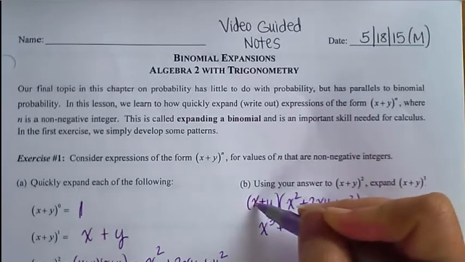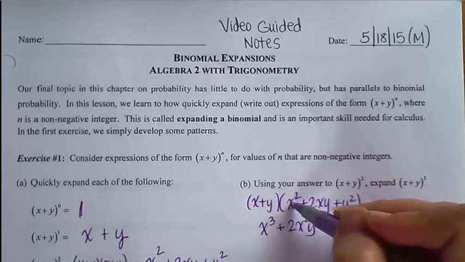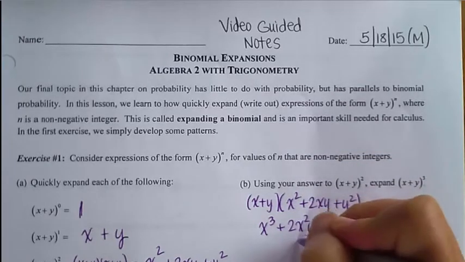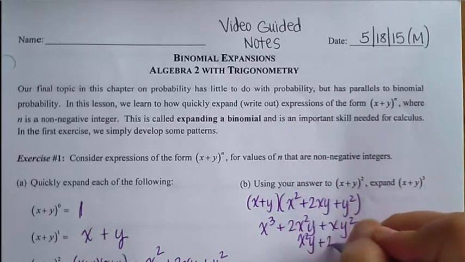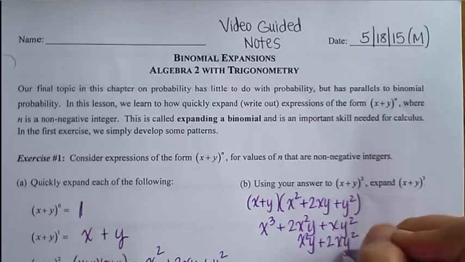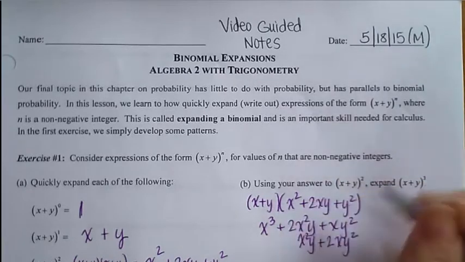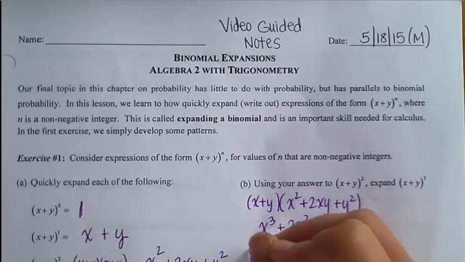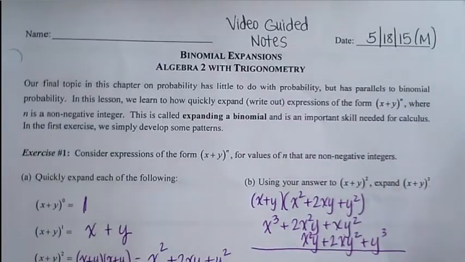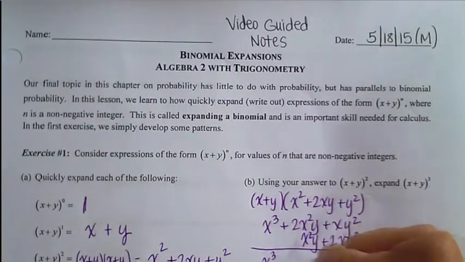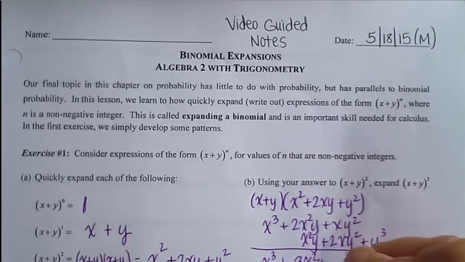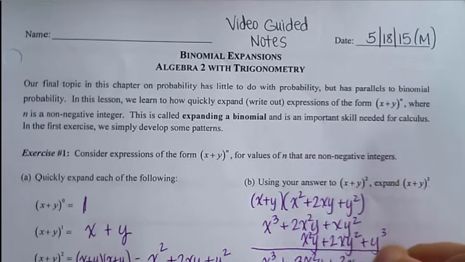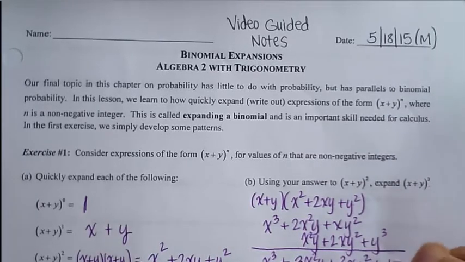We're done distributing the x's, now we'll move to the y's. Y times x squared is x squared y, and it lines up with this x squared y. Y times 2xy is 2xy squared, which lines up with this xy squared term. And y times y is y cubed. When we clean it up, by combining like terms, we get x cubed plus 2x squared y plus 1x squared y is 3x squared y. 1xy squared plus 2xy squared is 3xy squared plus y cubed.